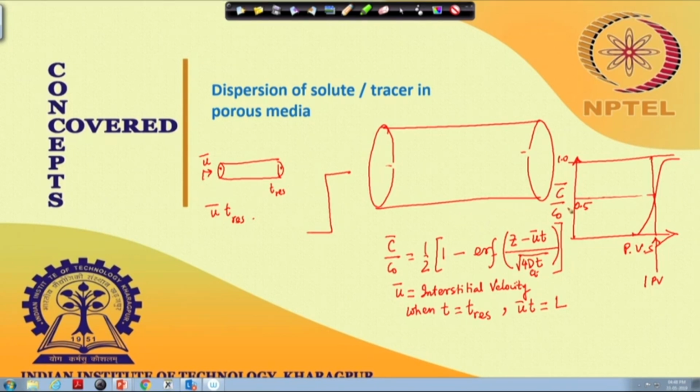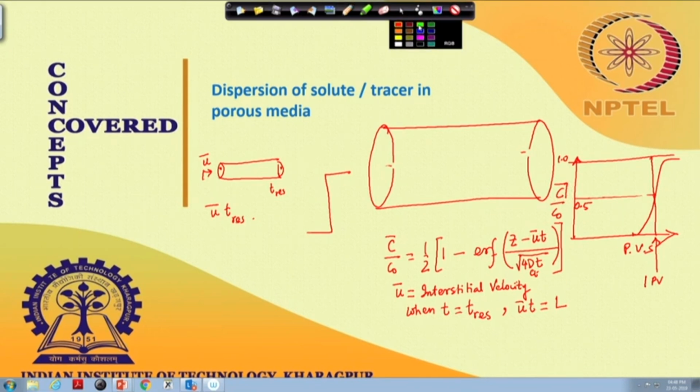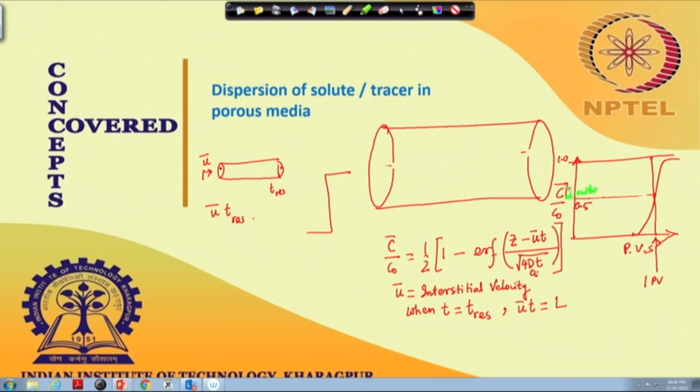So here, what are we plotting, by the way? We are plotting the concentration C bar at the outlet, divided by C 0. At the outlet, Z will simply be equal to the length L, right, because we are not interested in any Z, T anywhere else, though we can find that out using these equations, but we are not doing that.